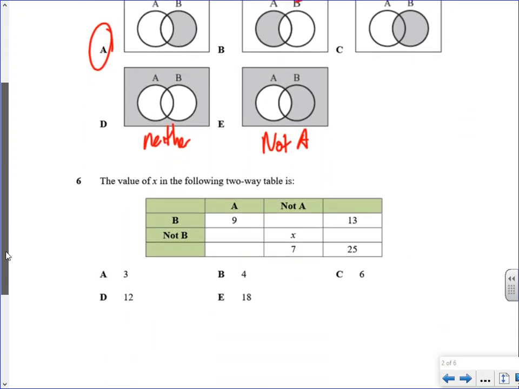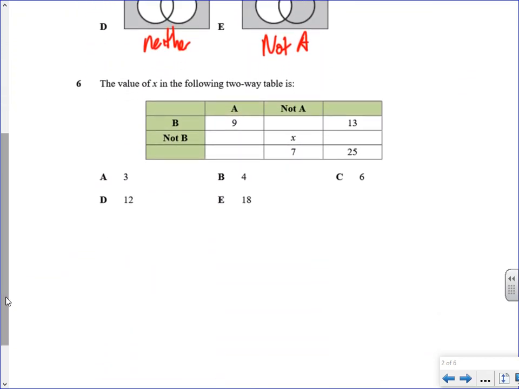Then lastly, we've got this two-way table, and we want to find what the value of x is. So what we can't do is just go ahead and straight away find what the answer is. We're going to have to work our way to it. We can see that 9 plus something in here has to equal 13. Well, that's obviously 4. And now that we have that 4, we know 4 plus whatever x is has to equal 7. So our answer is 3.